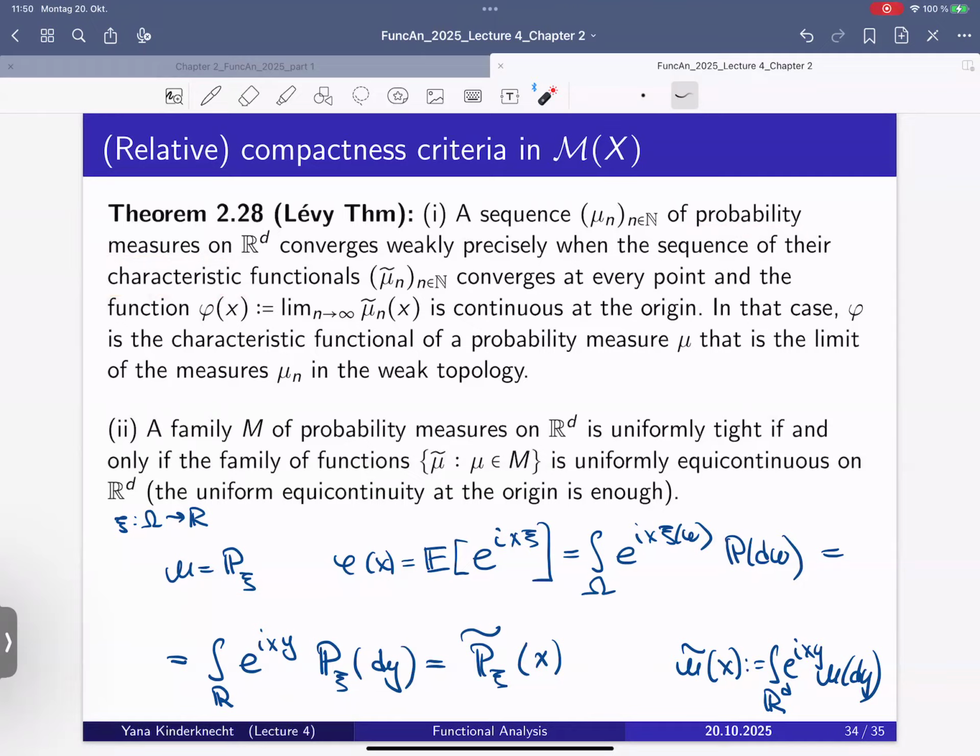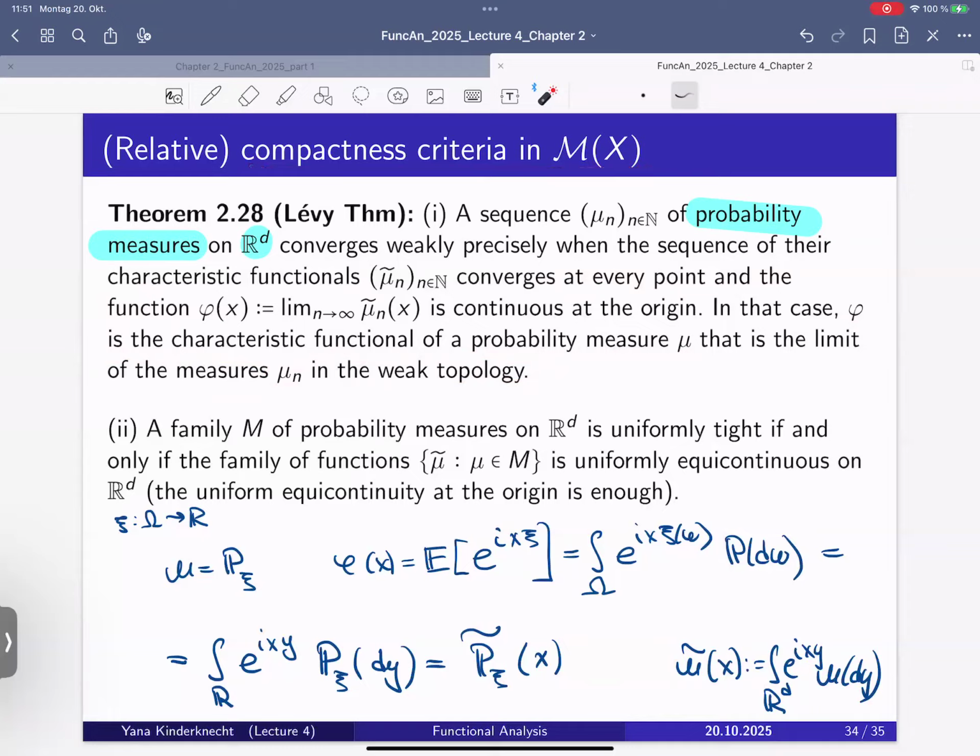So again, coming back to this theorem, it's a theorem of Levy. A sequence of probability measures on R^d, so probability measures is one thing, and R^d is a special case of X, the second thing. The sequence converges weakly precisely when the sequence of their Fourier transforms, or characteristic functions, converges at every point. The Fourier transform of a measure is a function, so the limit of these Fourier transforms is again a function, and it should be continuous at the origin. If this is the case, then phi is itself the characteristic function of a probability measure, that is, the limit of the measures mu_n in this weak topology. So let us read it quietly.